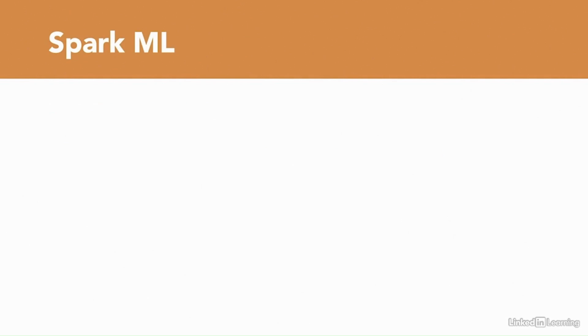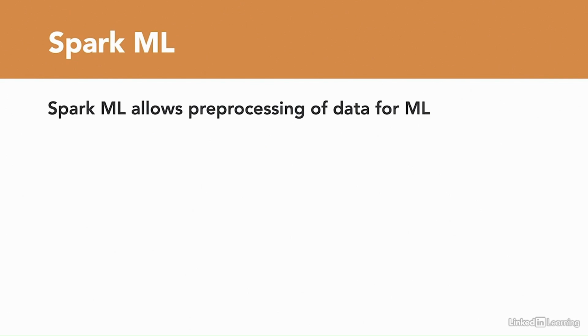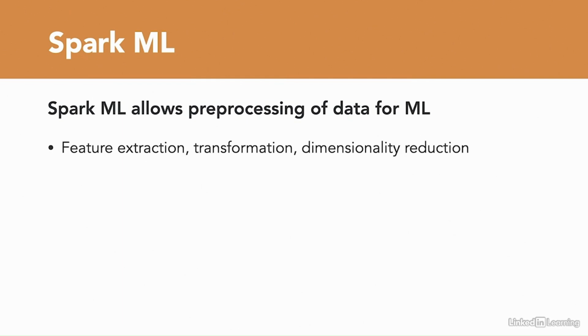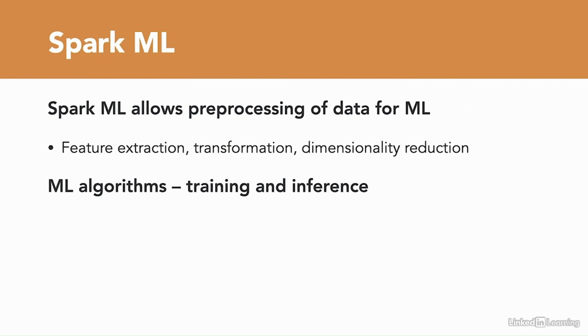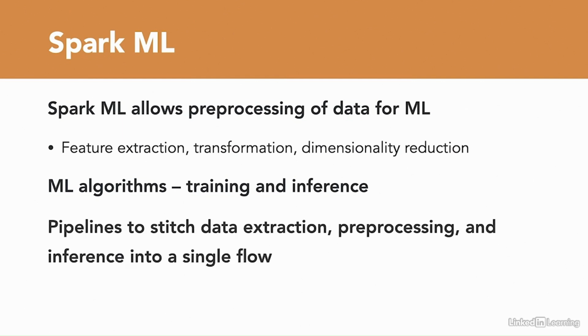How about machine learning with Spark? Yes, Spark supports ML through a library. Spark ML provides various out-of-the-box features for pre-processing of data. This includes feature extraction, transformation, and dimensionality reduction. Spark provides some popular machine learning algorithms and can support ML pipelines for both training and inference. ML pipelines can be used to stitch data extraction, pre-processing, training.